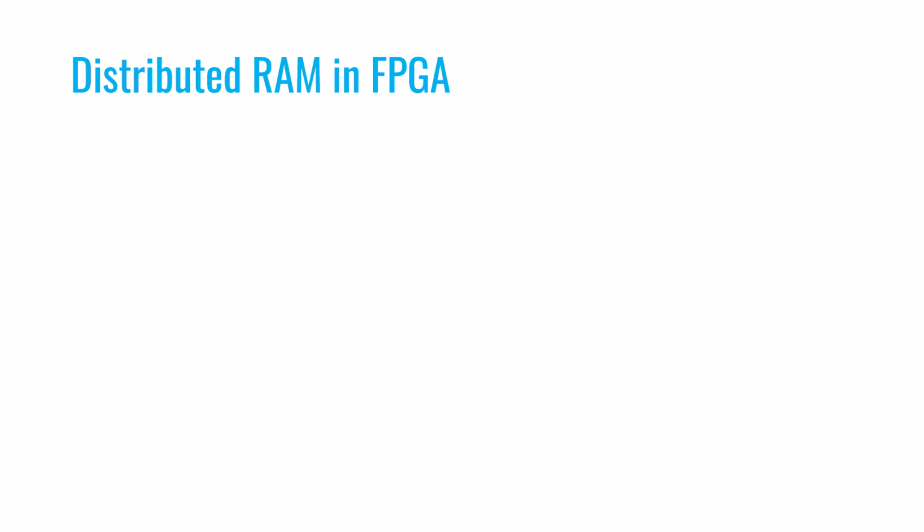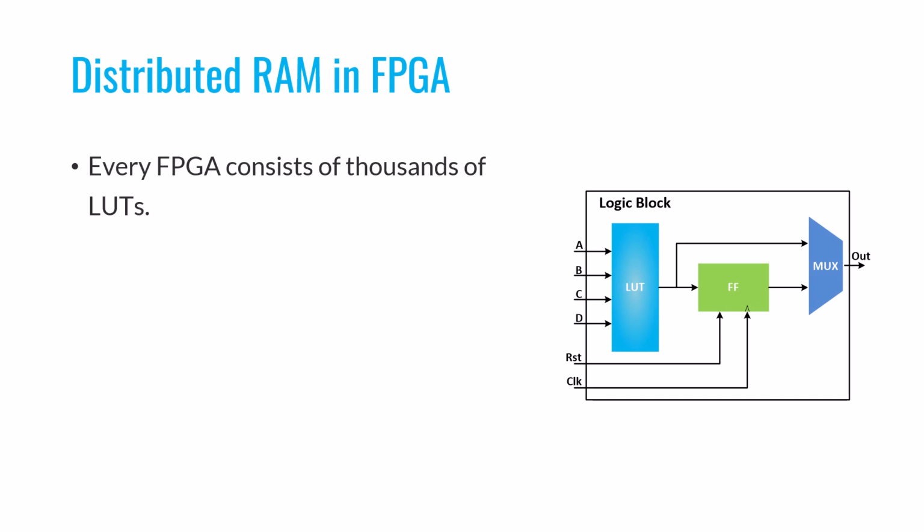Now, what are distributed RAMs? If you recall from previous videos, you know that every FPGA is made up of thousands of lookup tables, or small memory units, which can be used to implement parts of your circuit. By connecting these lookup tables through the routing resources in the FPGA, you can design larger circuits.